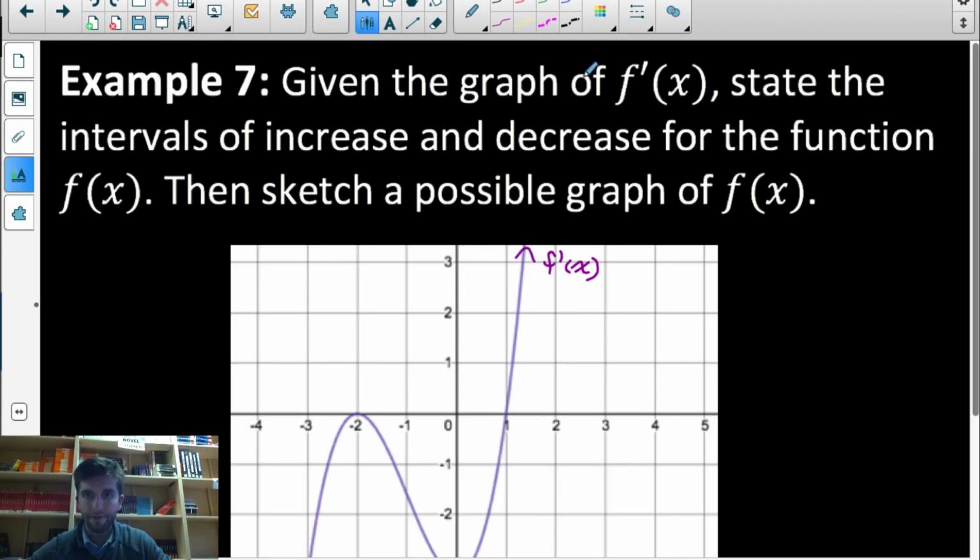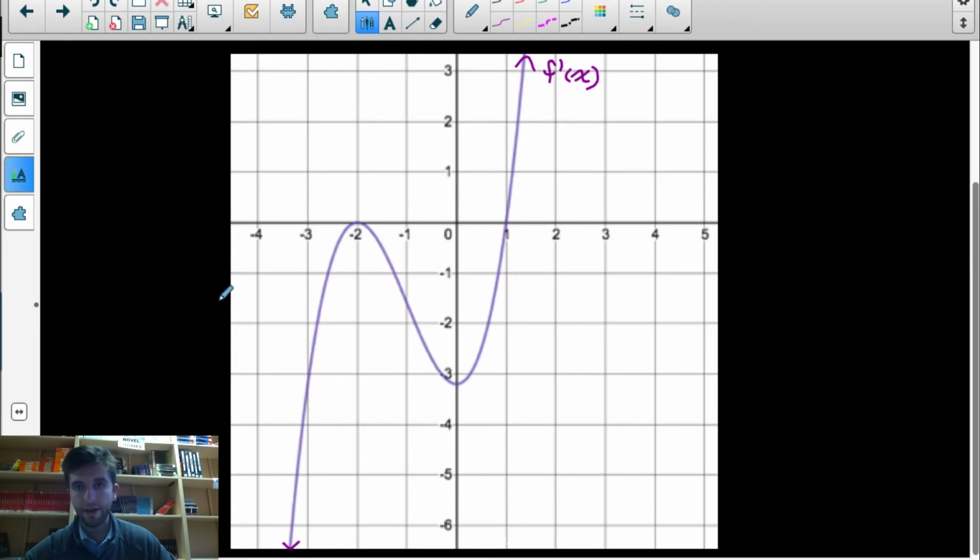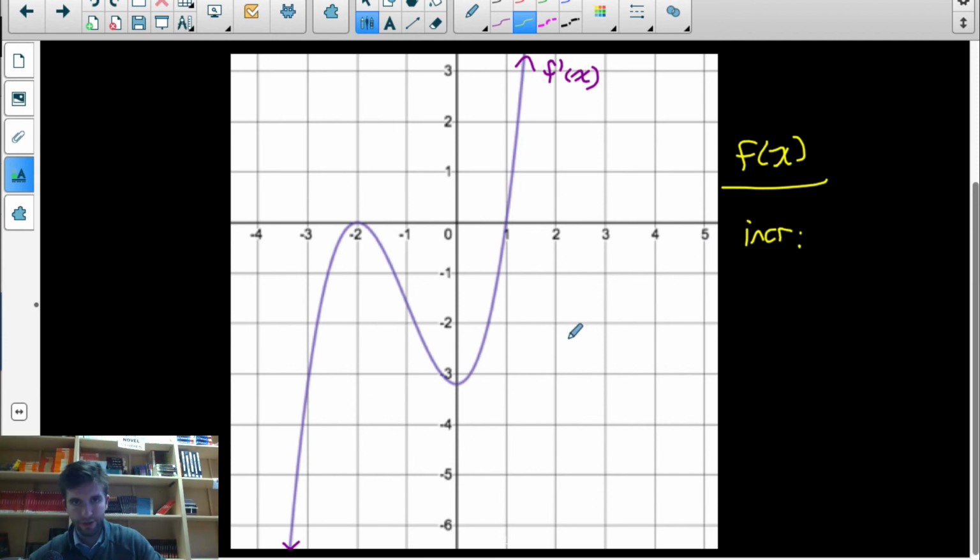Example 7. Given the graph of f prime of x, state the intervals of increase and decrease for the function, then sketch a possible graph of f of x. Now, the y values of the derivative are going to tell me whether the function is increasing or decreasing. So for f of x, it's increasing whenever the derivative is positive. So it's increasing when x is greater than 1. And it's decreasing when x is less than -2, because the derivative is negative there, and also when x is between -2 and 1.